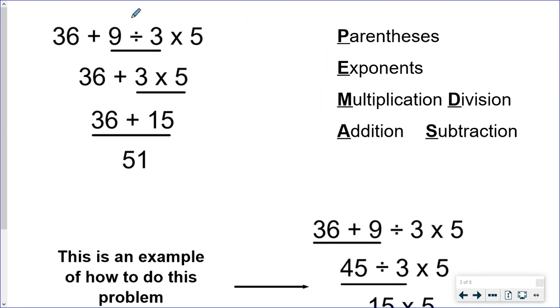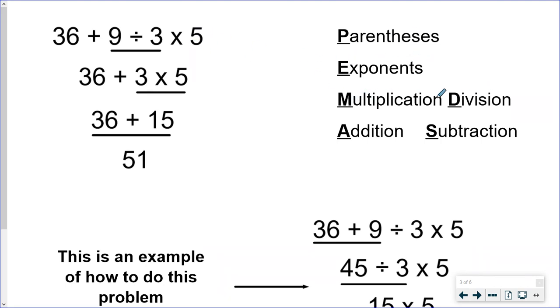So let's start with this particular problem here. Let's say I've got 36 plus 9 divided by 3 times 5. You should notice that in this problem, I have an addition, a division, and a multiplication. And so the order of operations that I do them in would be, okay, first I'm going to do parentheses. Well, good news is that there is no parentheses whatsoever here. So we don't have to worry about that. So we're done with that. I told you there's going to be no exponents, so we don't have to worry about that.